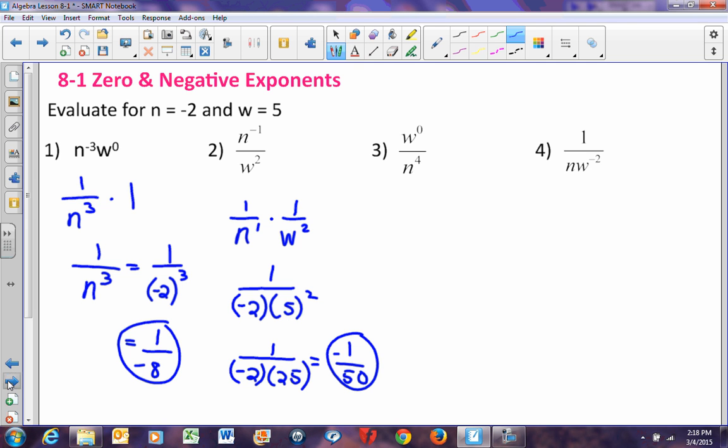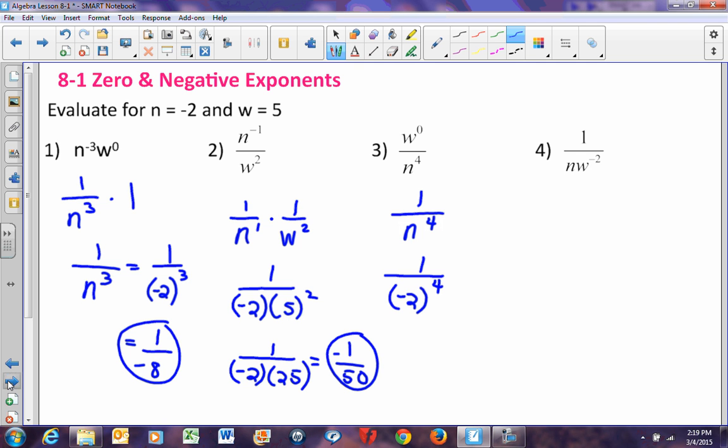Number 3, anything to the 0 power is 1, so I have 1 over n to the 4th. I now have 1 over n, which happens to be negative 2, negative 2 in parentheses to the 4th power, because if I don't put it in parentheses, that means the opposite of 2. And even if you put it in your calculator, it's going to evaluate it exactly how you tell it to, not necessarily what you want it to do.